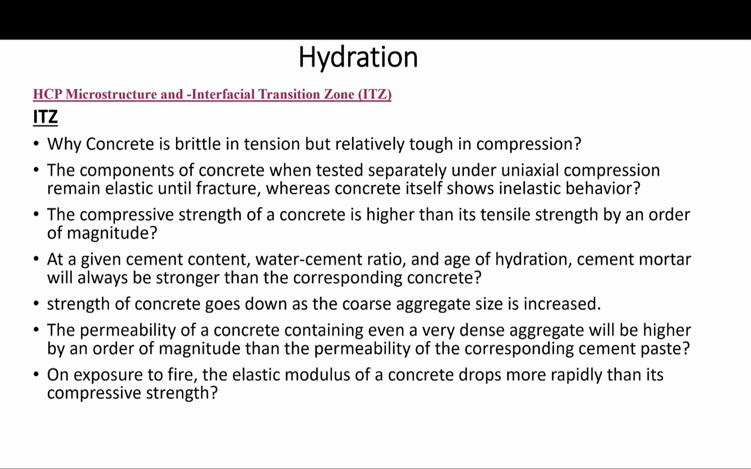The permeability of the concrete containing a very dense aggregate will be higher by an order of magnitude than the permeability of the corresponding cement paste. All this, what I'm reading, relates to this interfacial zone. Also, an exposure to fire. The elastic modulus of concrete drops more rapidly than its compressive strength. All these questions, why?